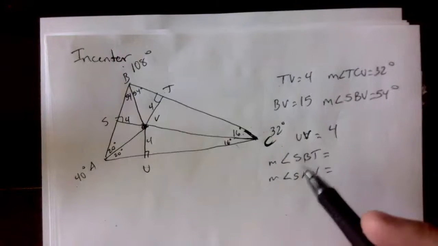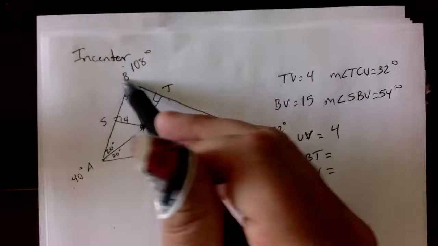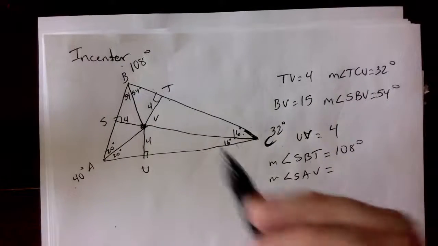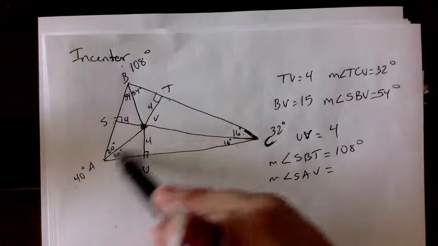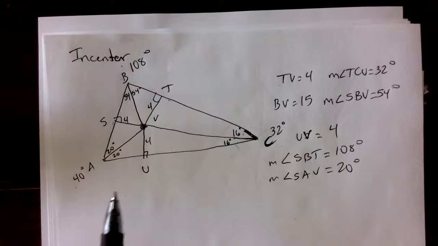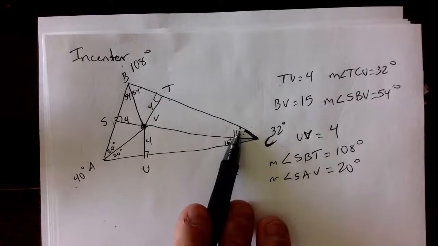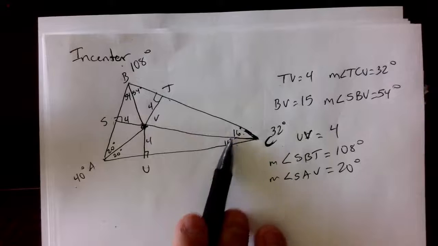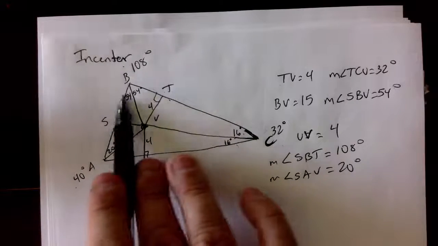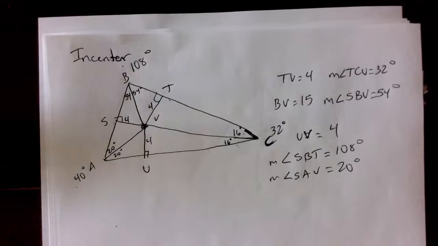Okay, let's see if we got our answers. SBT, that entire angle, we know what it is. It's 108. SAV, we know what that is. It's 20. So there are our answers. The biggest thing you guys got to know is these lines are angle bisectors. Those two angles have to be the same. These two angles are the same. These two angles are the same. And I write what the whole angle equals on the outside out here.